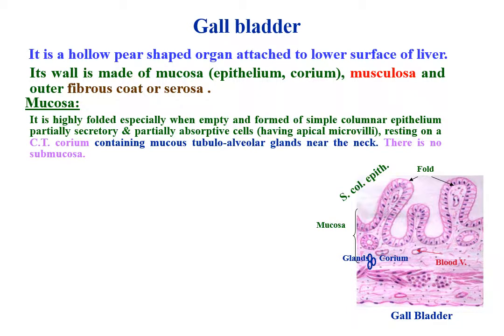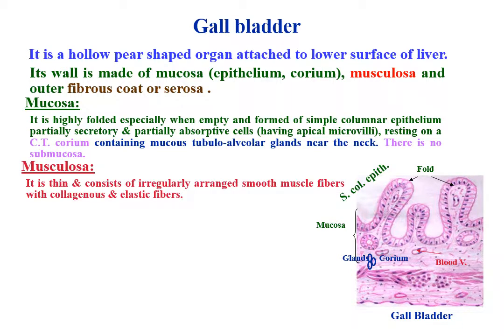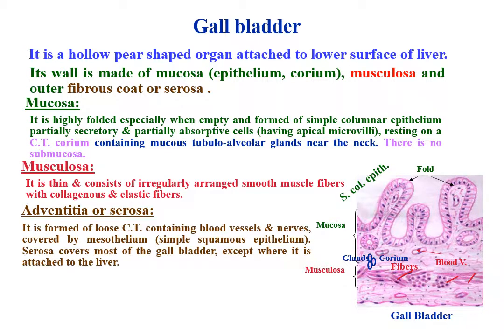There is no submucosa. Musculosa is thin and consists of irregularly arranged smooth muscle fibers with some collagen and elastic fibers. Adventitia or serosa. It is formed of loose connective tissue containing blood vessels and nerves covered by mesothelium, simple squamous epithelium. Serosa covers most of the gallbladder, except where it is attached to the liver.